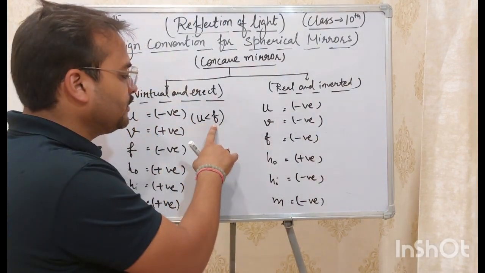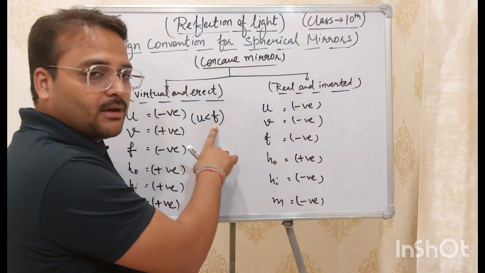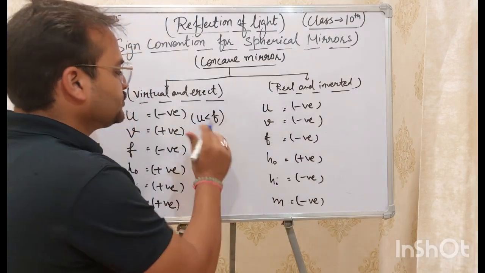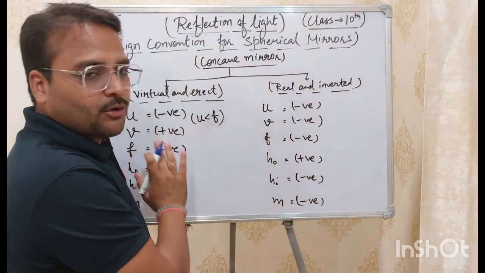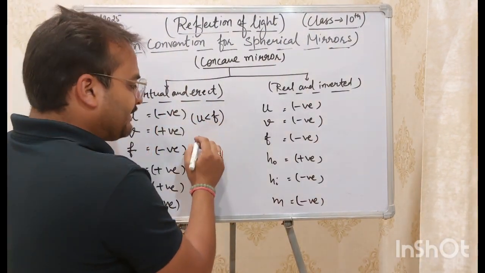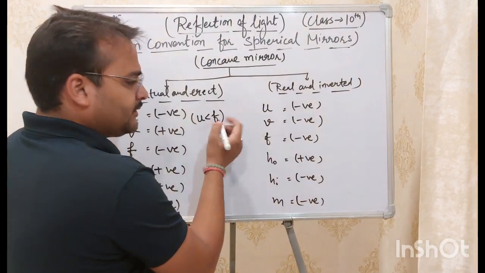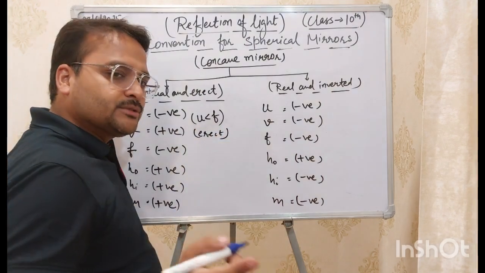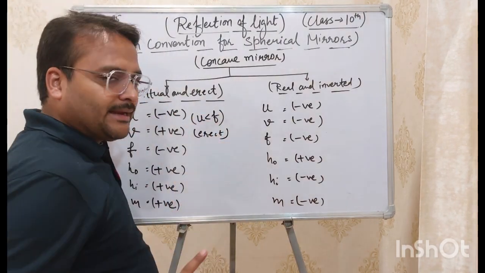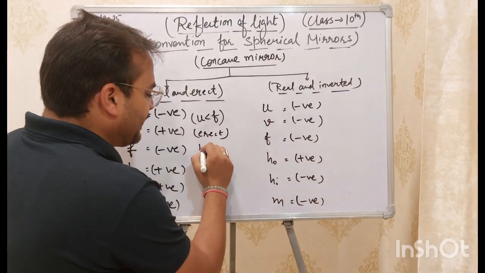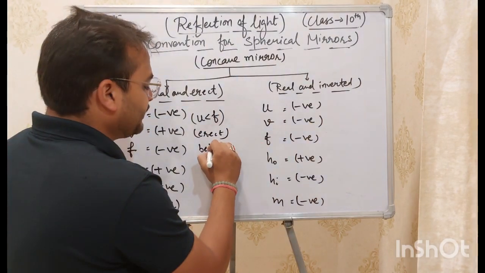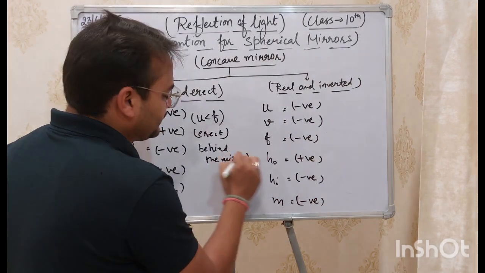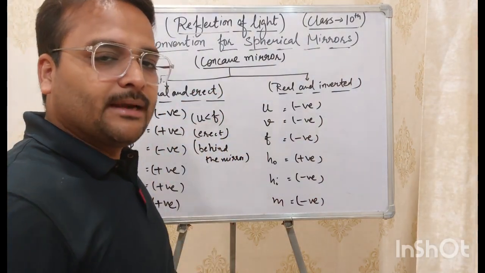You have to see the value. If the U value is less than the focal length, that means they are talking about a virtual and erect image. So by this we can tell the nature of the image. And second, you can see the hint in the numerical. If they use the word erect, then we can also consider a virtual and erect image. If they say the image is formed behind the mirror, then also you can consider they are talking about a virtual and erect image.